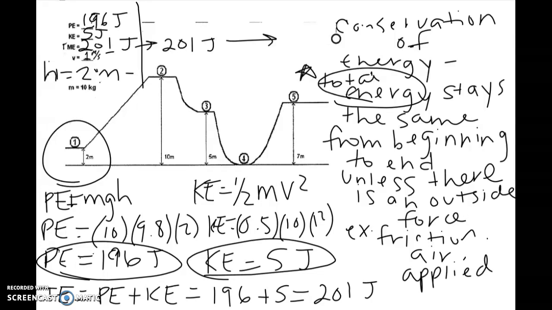I can't assume that the velocity stays the same because it's going uphill, it's going downhill. The height obviously is not staying the same because that's changing from 10 to 5 to 0 to 7. The only thing that I can assume that I can transfer from one part of the roller coaster to the other is my total energy.